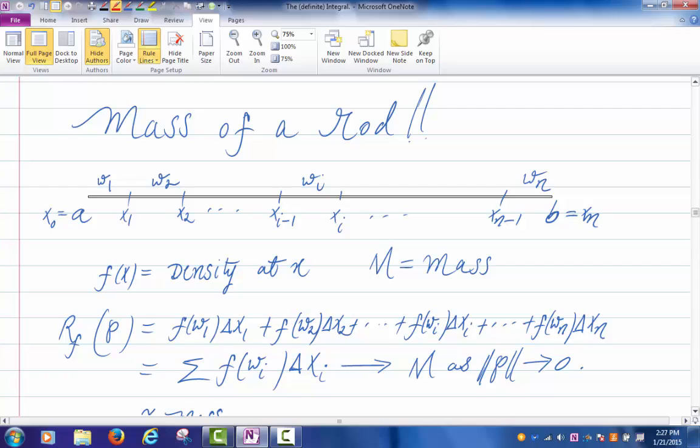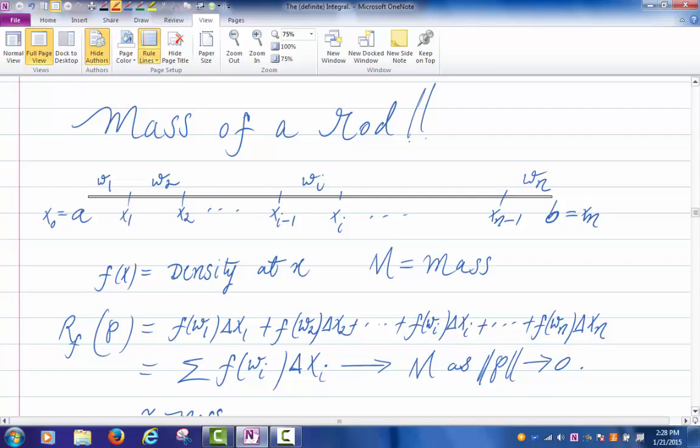Very tiny piece, so I can assume that the density is constant there. It's not, but I can assume approximately constant. So I can say f of W1 is the density of the rod at the point W1. But I can say that f of W1 is the constant density over the first piece. F of W2 is the constant density over the second piece, and so on. Am I making sense? So how would you approximate the total mass?